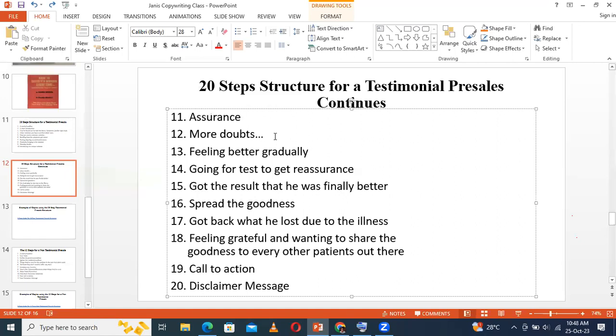Obviously, if somebody has been using several things to improve their performance in bed, if they find something that has the potential to work for them, they'll be patient in getting results. So that was why I made demand like that. And I went straight to feeling better gradually. Number 13. So that's where we are now. So let's continue.